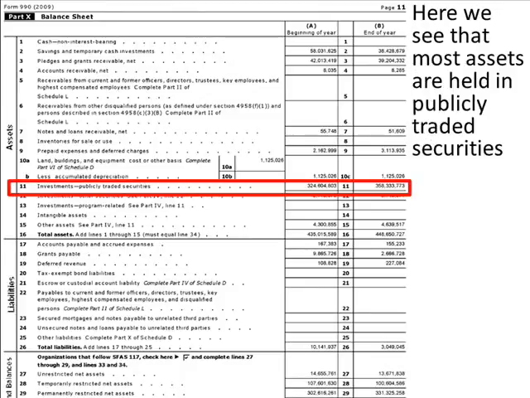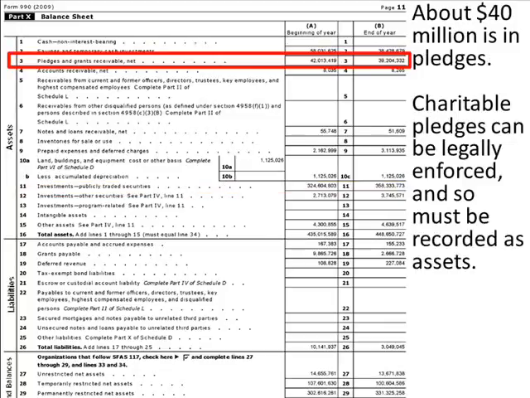And here we can see that most assets are held in publicly traded securities. About $40 million are held in charitable pledges. Charitable pledges can be legally enforced, even though most charities don't do that, but because they can be legally enforced, they have to be recorded as assets.